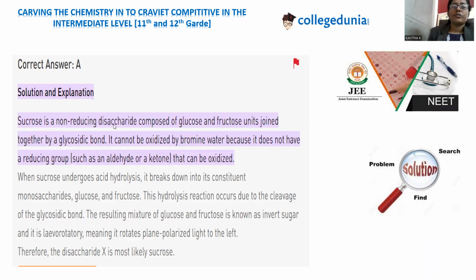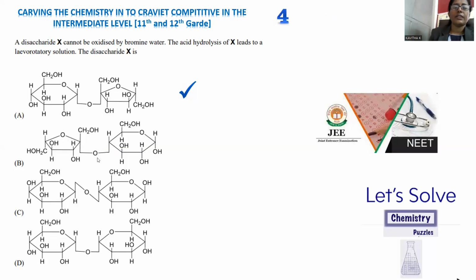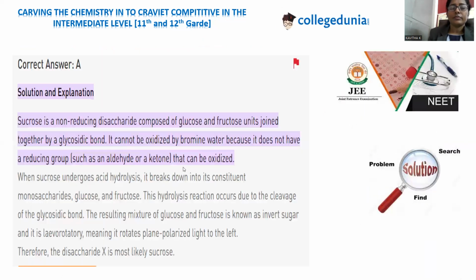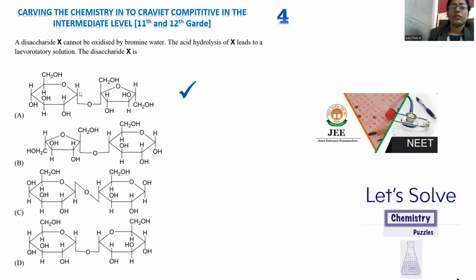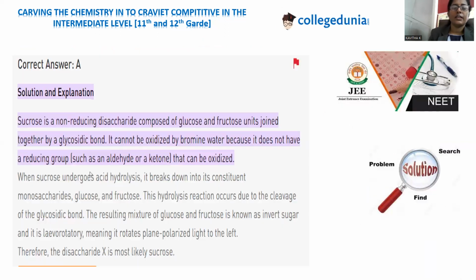Sucrose is a non-reducing disaccharide because it is a condensed molecule made up of glucose and fructose. Glucose and fructose are the constituent molecules, joined by a glycosidic linkage. Whatever ether linkage we can observe between these two is called a glycosidic linkage. It cannot be oxidized by bromine water, because no aldehyde or ketone is present to oxidize.